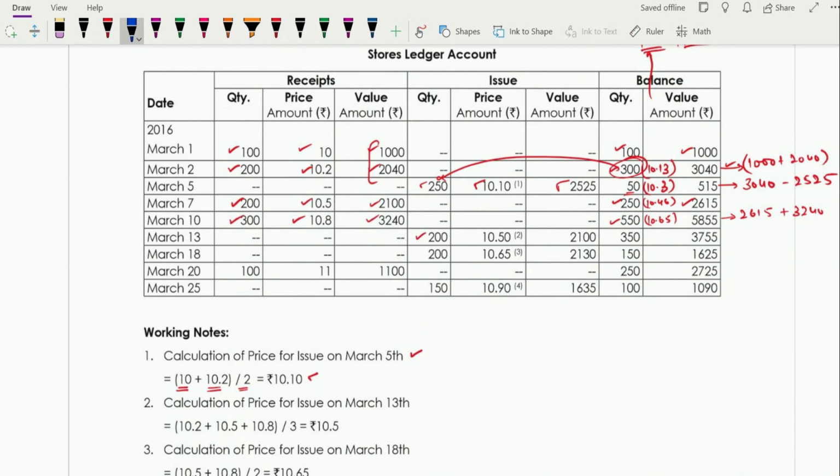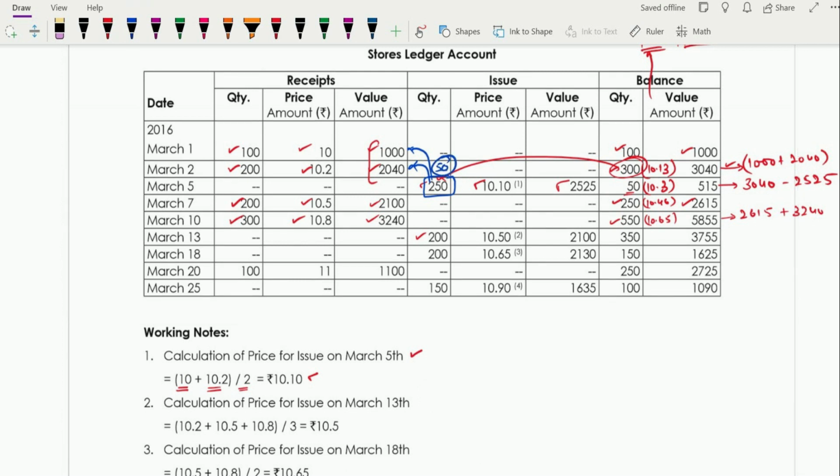See, when we issued 250 units here, one thing is sure, we have consumed this 100. So when we are calculating the simple average, we are incorporating the FIFO here also. Not in terms of rate, but in terms of quantity, that the quantity which is received earlier, we will issue that first. So this 100 is exhausted. So what is left? The remaining 150 is used from here. So from here 200 minus 150, 50 is left.